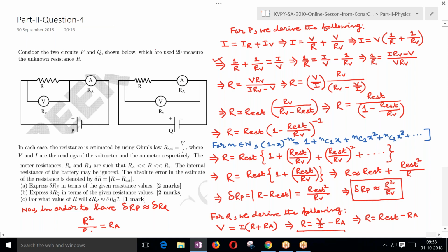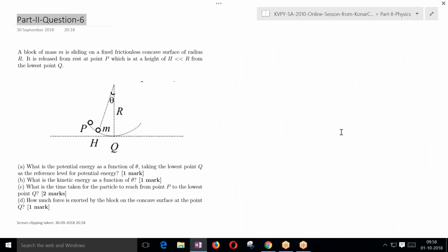And after that, we proceed with the binomial theorem and this thing. Anyway, so fine. Let's go to the next question, and this is also a very good question on energy.